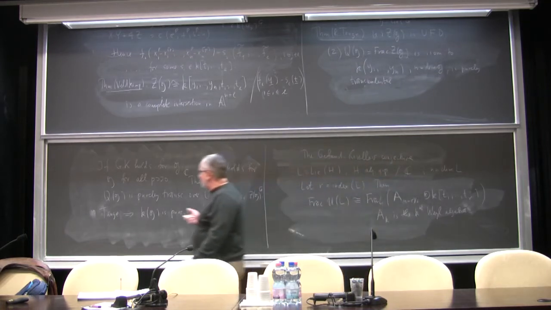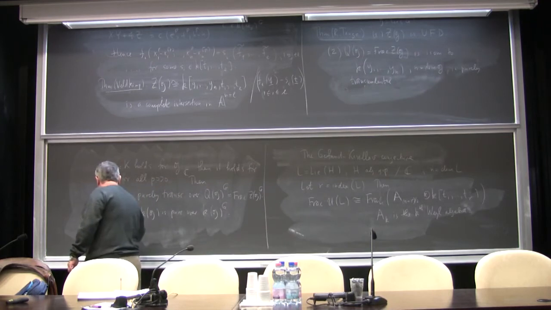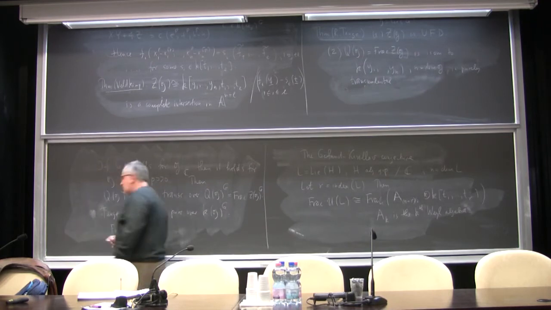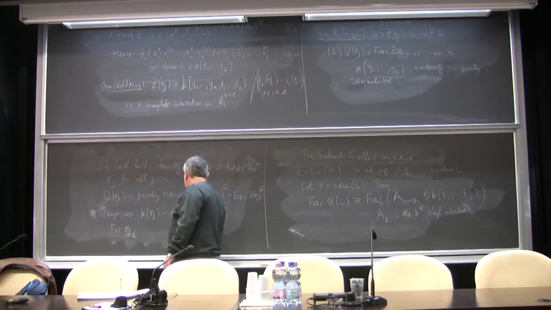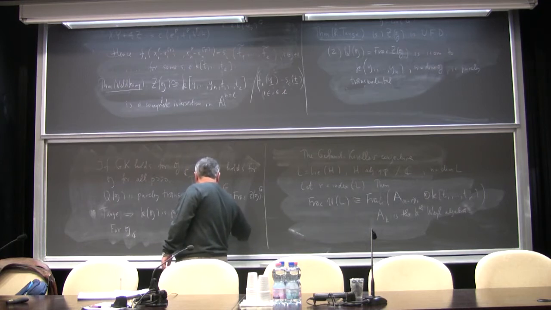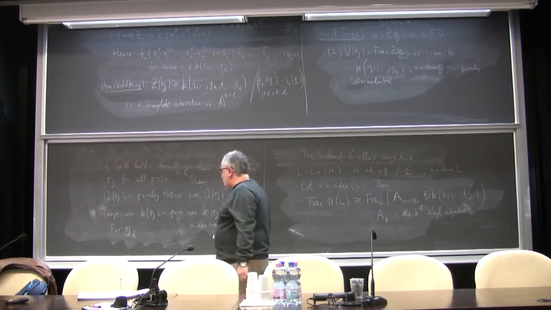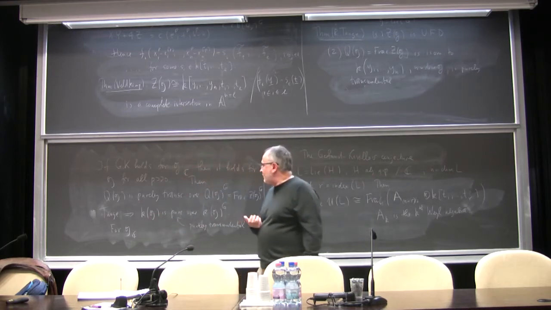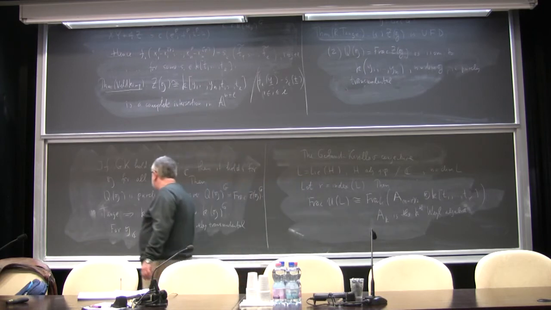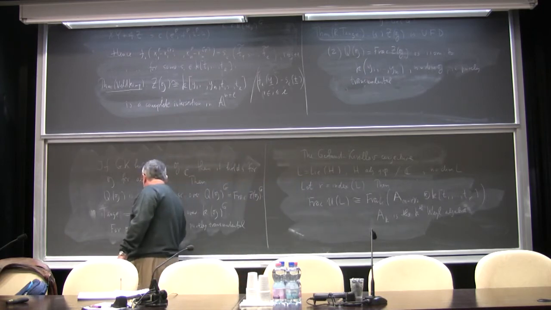What does it mean, pure? Pure is purely transcendental. So for G over the complex numbers, this doesn't always hold, which follows from a recent result. So this fails.